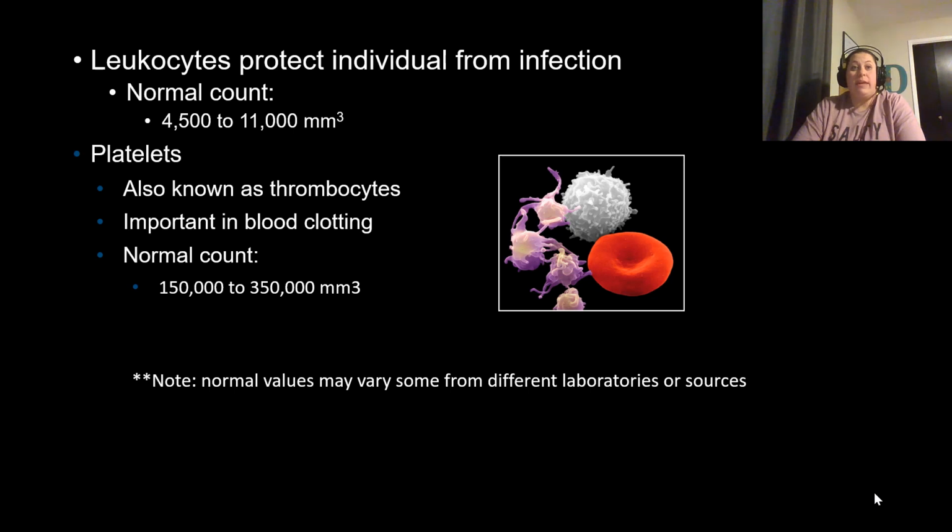All right, let's look really quick at the leukocytes and the platelets. Leukocytes protect individuals from infection. That's their main role. You can see them here. They're the white blood cells. When we look at stained blood, they do appear purple because that's how they're stained.